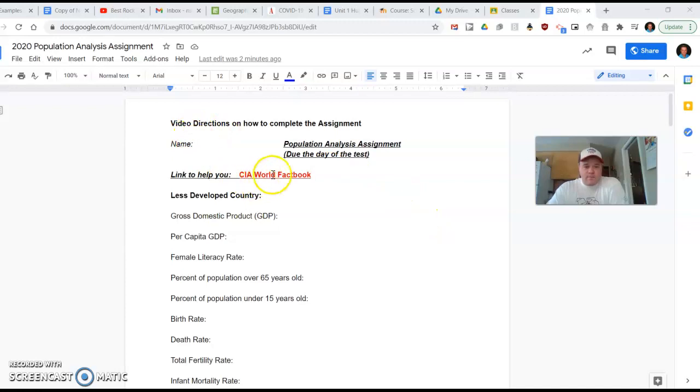The first thing that you're going to have to do is choose two different countries. Okay, and one of them should be a less developed country or an LDC. The other should be a more developed country, an MDC.